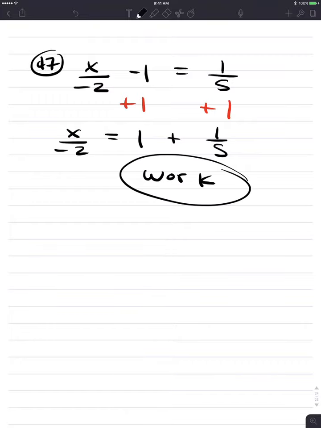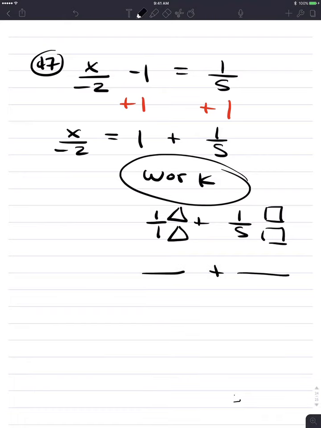Let's do some work on the right. 1 plus 1/5, we write 1 over 1 plus 1/5. These are unlike fractions. They have different denominators. So we need the LCM of 1 and 5, which is 5. 1 times some number gives me the 5. LCM, it has to be a 5. So I put a 5 on the bottom and on top. 5 times 1 gives me 5.